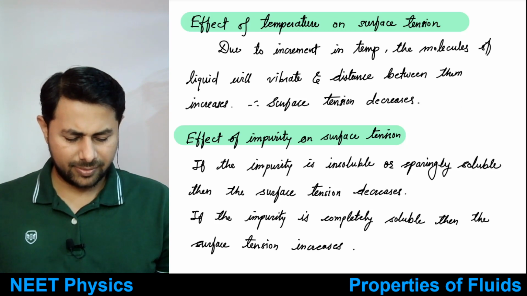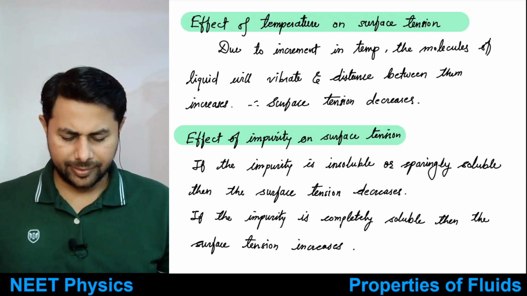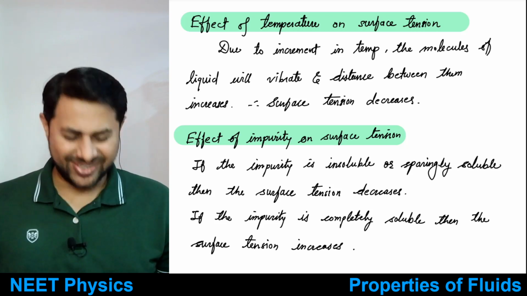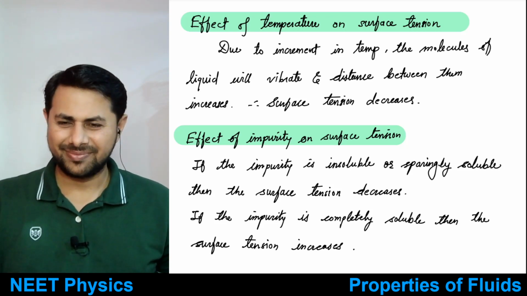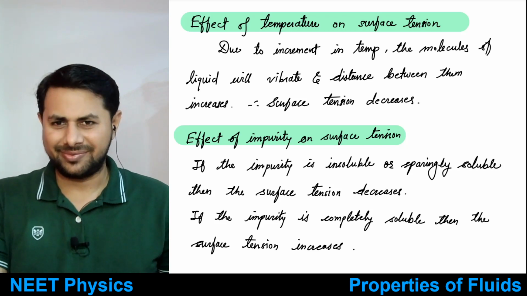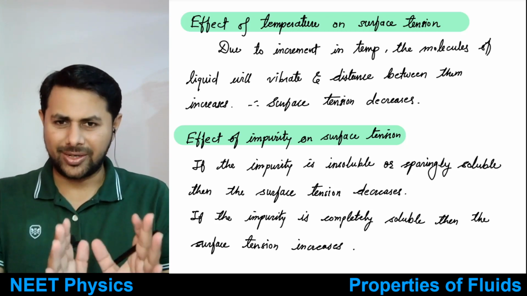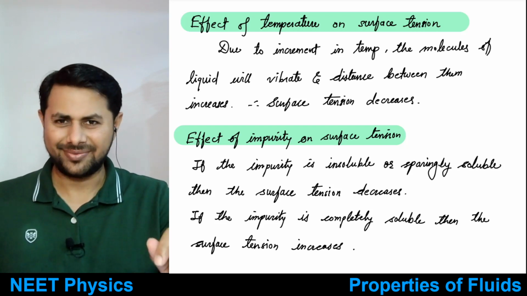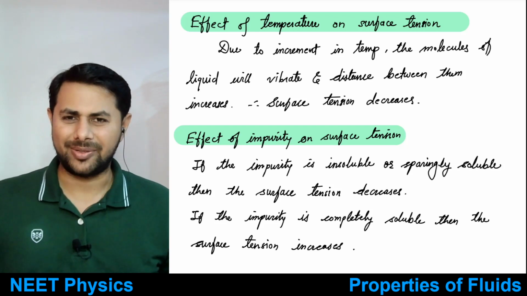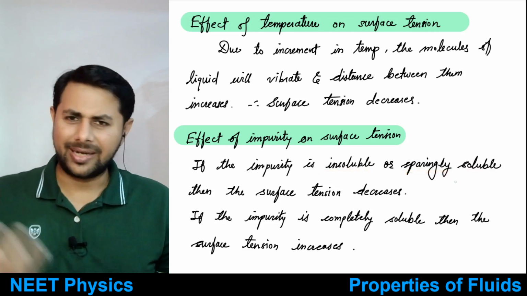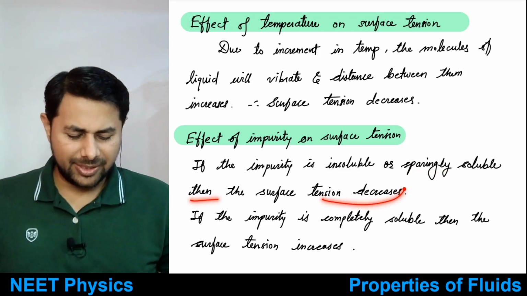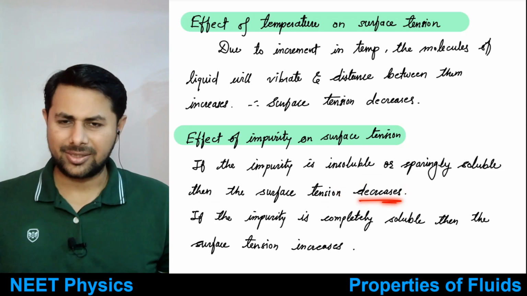Something insoluble in water. Soap is soluble, salt is soluble, sugar is soluble. Water is a universal solvent. So we need to change it, right? So change the liquid. Suppose you take some oil, and you dip some salt in the oil, right? So chances are that it will be insoluble. Sparingly soluble means slightly soluble. Then the surface tension would decrease. Surface tension in that case would decrease.